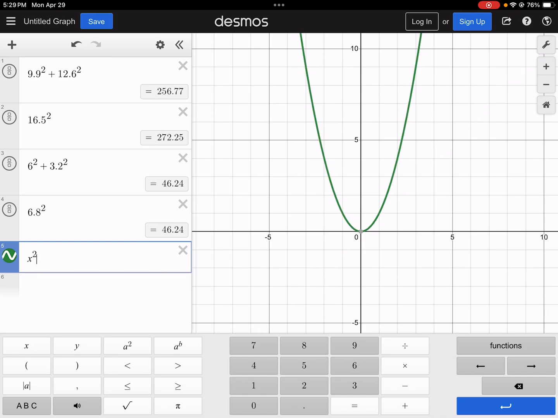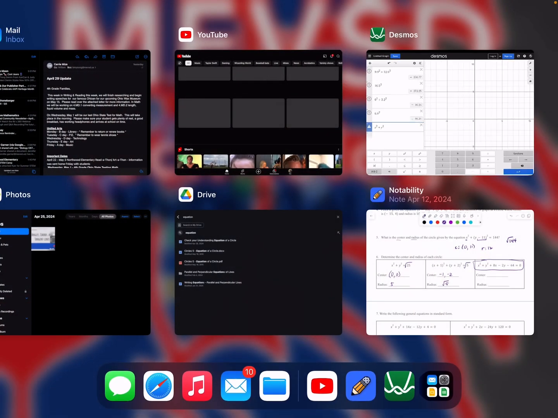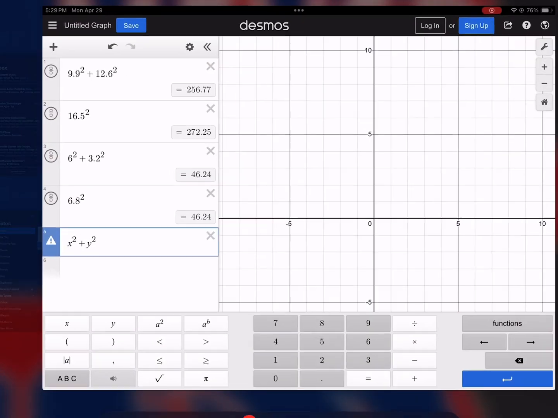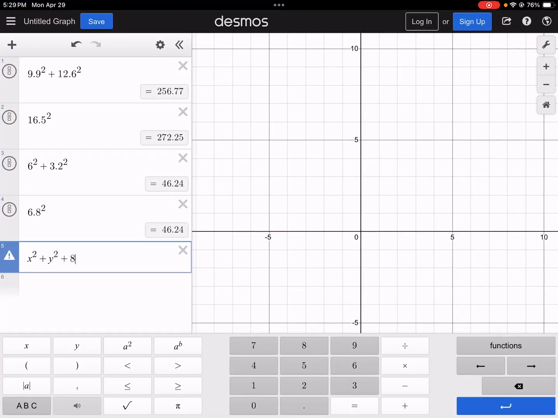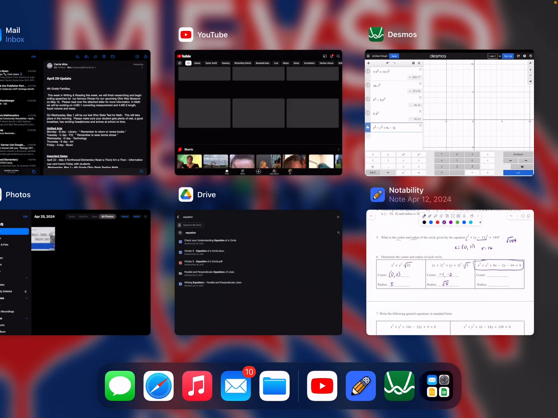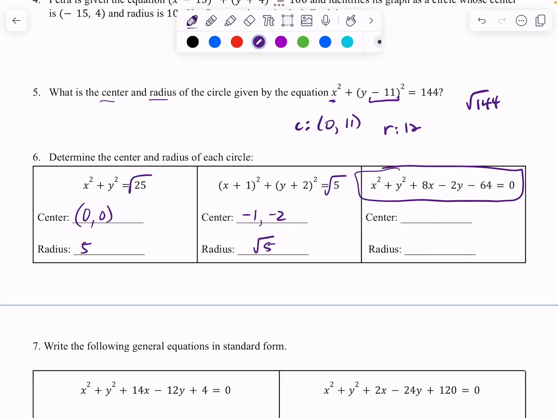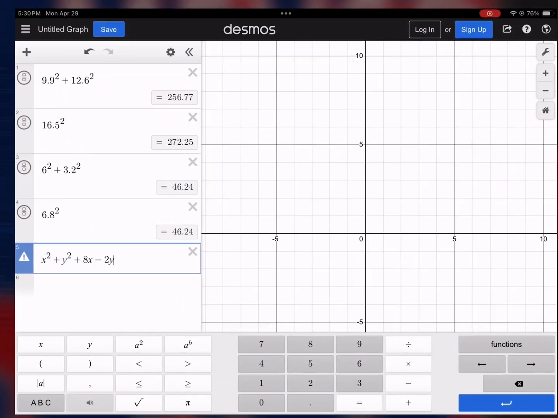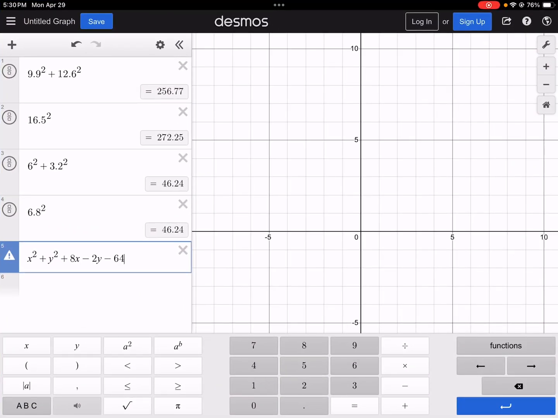So x squared plus y squared, and then it was 8x and -2y. So plus 8x minus 2y. And then I think it was, what, -24? -64. Goodness. Oops. -64 equals 0. Okay, so once I type that in, I can see my circle here.